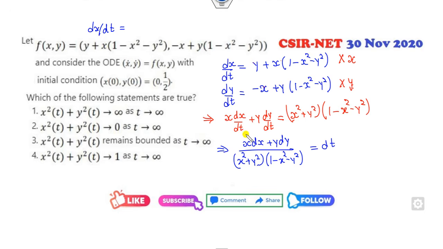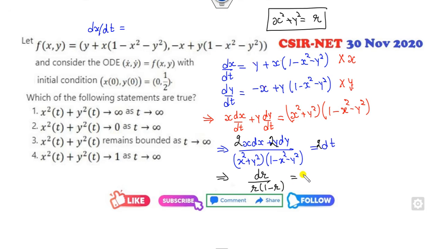I can multiply by 2, 2 and 2. So what is that? x squared plus y squared. I can choose it as some number, say r. Fine. So this numerator will be my dr. This is r times (1 minus r) equals twice dt. Now you can integrate them. How can you integrate them?